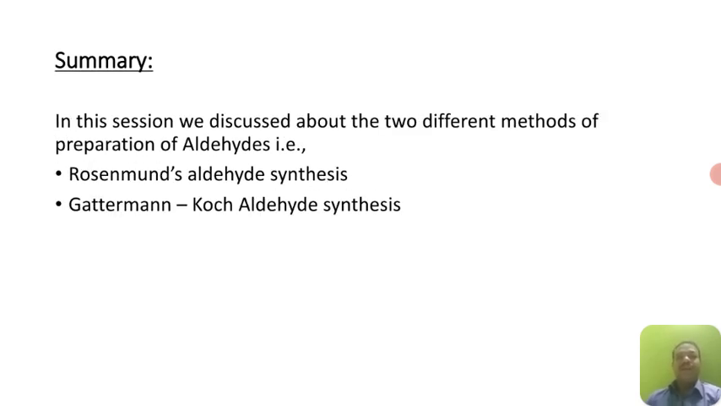And coming to the summary of this session. In this session, we have discussed two different methods of preparation of aldehydes. Even though many methods of preparing aldehydes are known to us, whether from alcohols, primary alcohols, or from alkyl benzenes, today what we discussed, what is there in the Bengaluru University syllabus, is the preparation of aldehydes by the Rosenmund aldehyde synthesis method and the Gattermann-Koch aldehyde synthesis method. I hope you have understood. Have a nice day. Thank you.